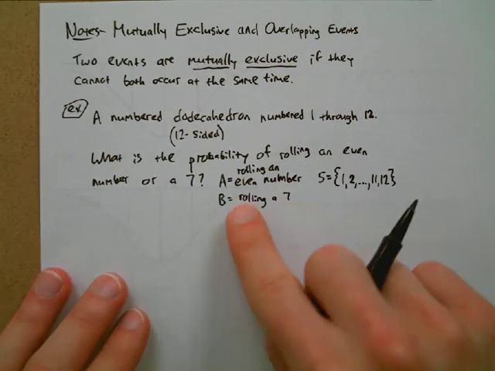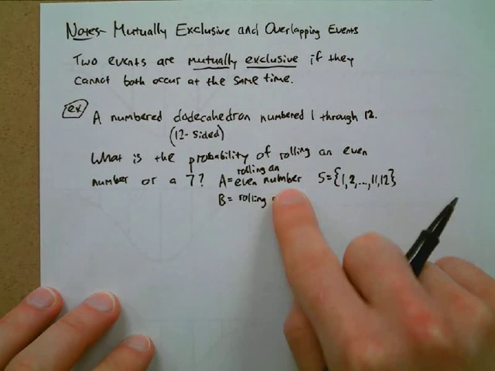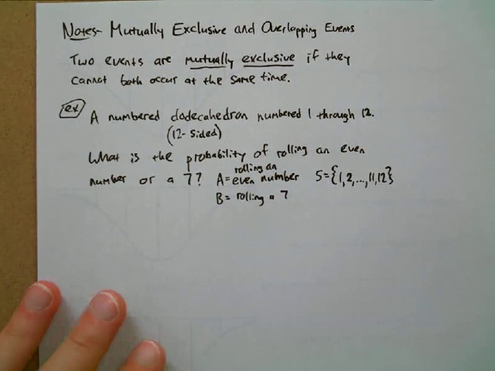Sorry, B is rolling a 7. A is rolling an even number. Is that what you're asking about, Mike?